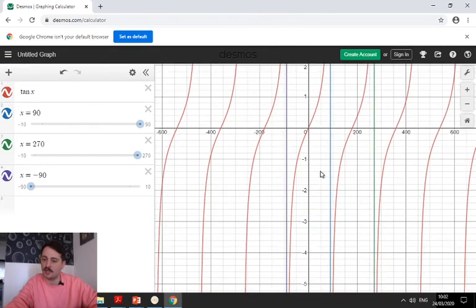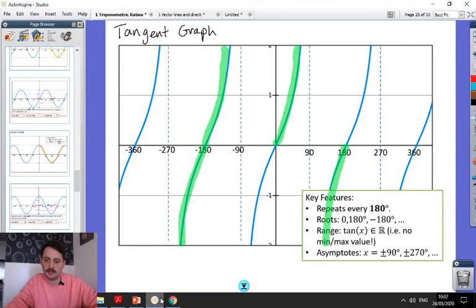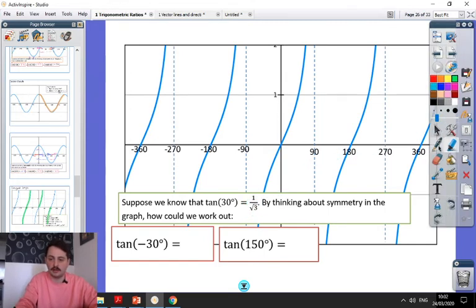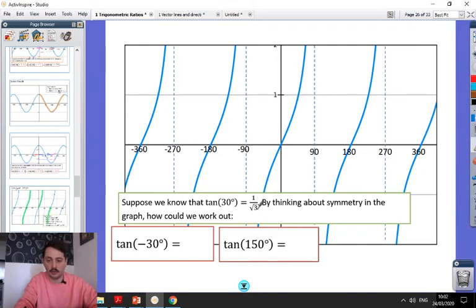So there is any value at all that tan can take. So let's now have a quick look about some of these things. Here's one that's a little bit more interesting. We know that the tan of 30 degrees is 1 over root 3, and we're going to think about the symmetry in this graph, how we might work out some of these things.